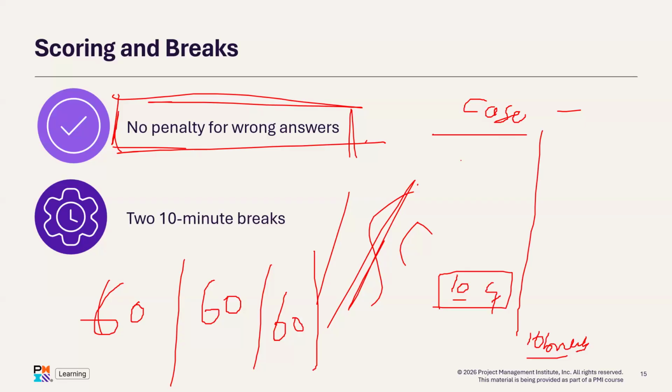So you've answered 10 questions. You are left with, say, 170 questions. The 170 questions are now going to be divided by 2. So 80 is 1, so 85 apiece. That means that after your 10-minute break, you have to answer 85 questions, and then take your next 10-minute break and come and write the next 85 questions.